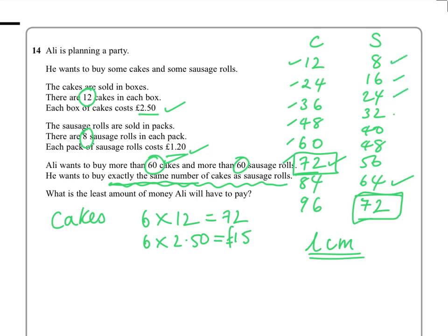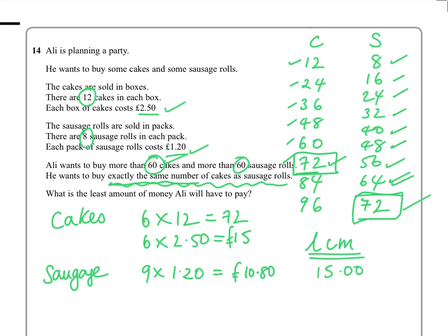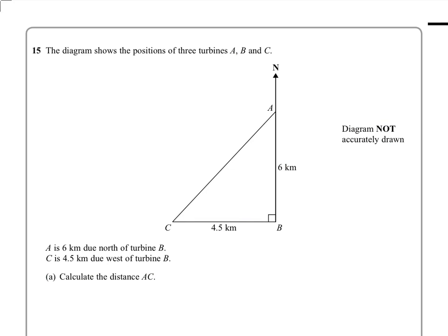And then 8 sausage rolls in each pack, and each pack costs £1.20. So you've got 1, 2, 3, 4, 5, 6, 7, 8, 9 packs. So for the sausage rolls, you have 9 lots of £1.20. 9 12s are 108, so you can do that on your calculator, so don't worry. So that's £10.80. So the least amount of money that you'd have to pay would be £15 and £10.80, which by my reckoning would be £25.80.